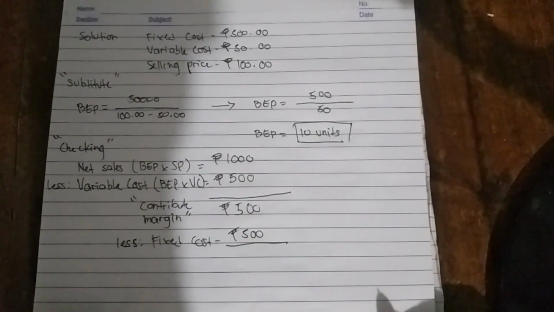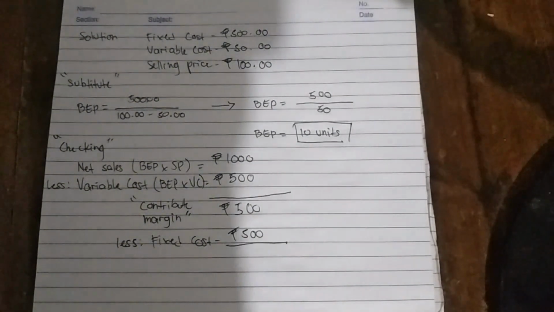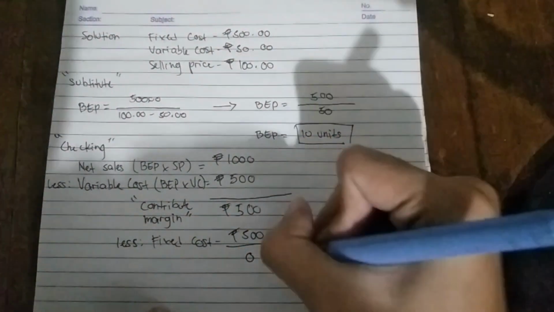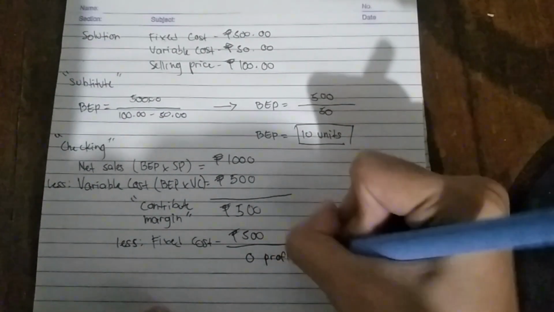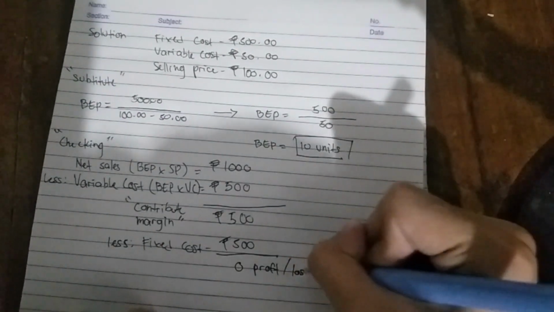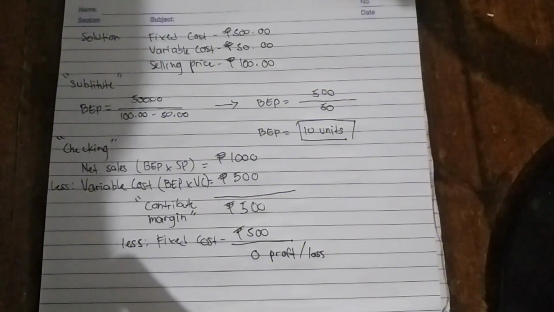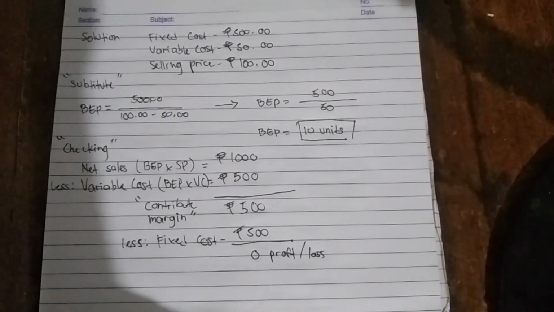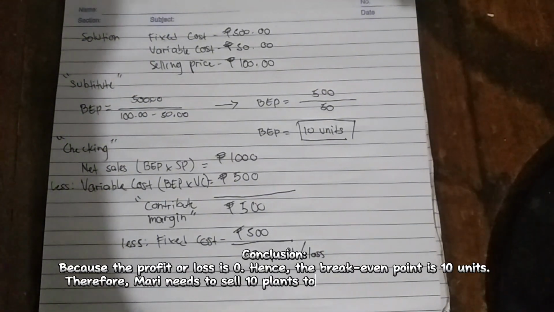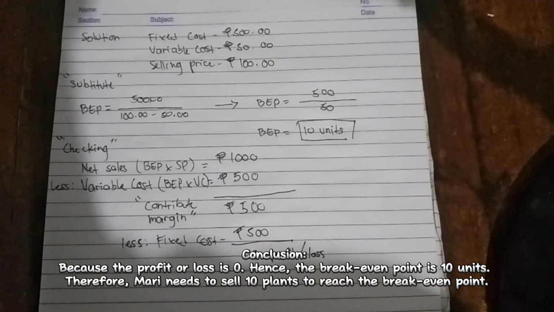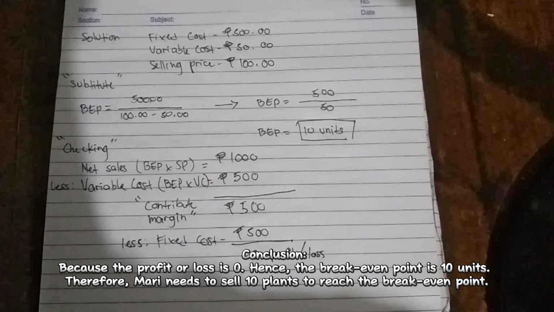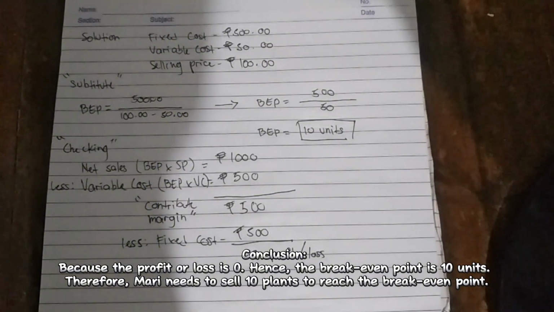Subtract again. 500 minus 500, you'll get 0. Zero profit or zero loss. Now you have all of this, let's have our conclusion. Because the profit or loss is zero, hence the break-even point is 10 units. Therefore, Mari needs to sell 10 plants to reach her break-even point.